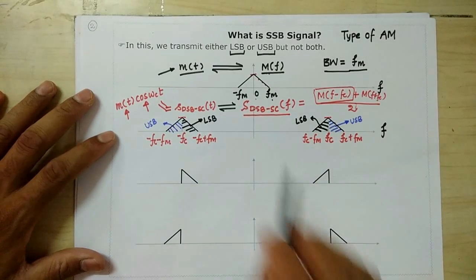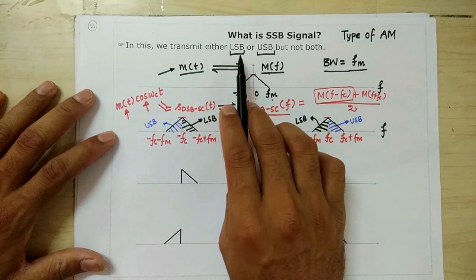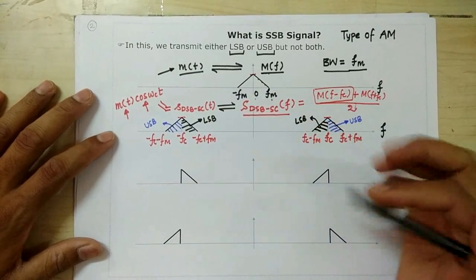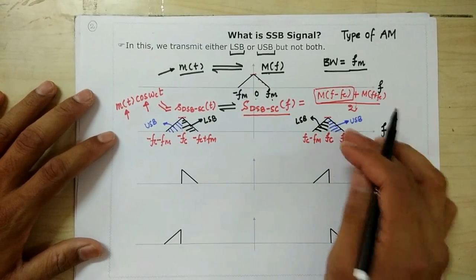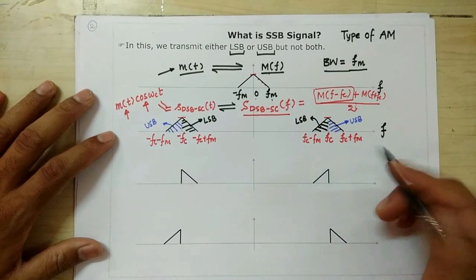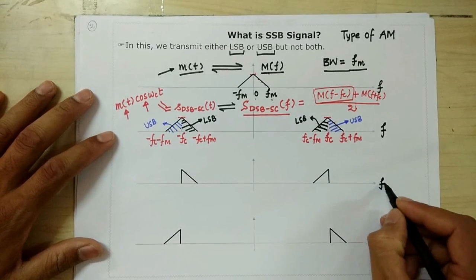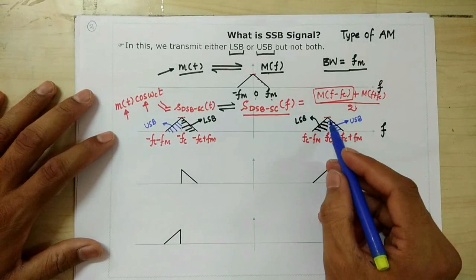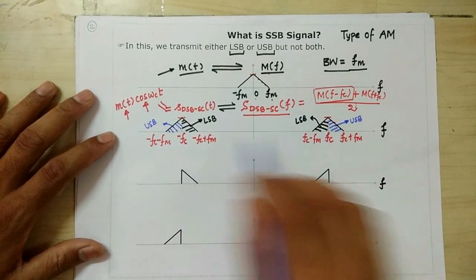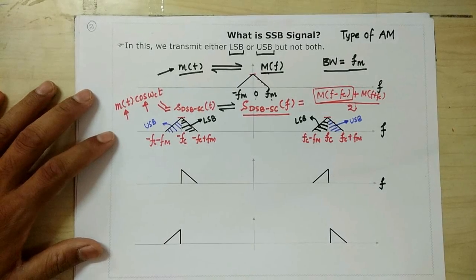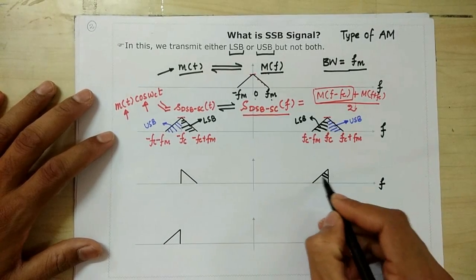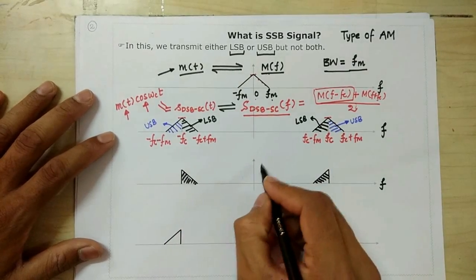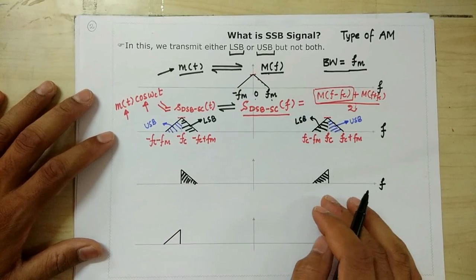So as I said, SSB is where we just want to transmit LSB or USB, but not both. So if you separate this spectrum into its LSB component and USB component, it will look like this. We have separated the lower sideband from this DSB-SC. This is the lower sideband we have extracted from the DSB-SC signal. So this is basically my single sideband signal.